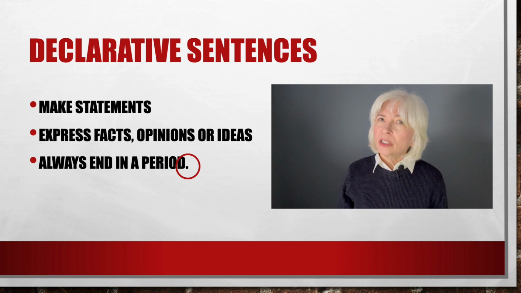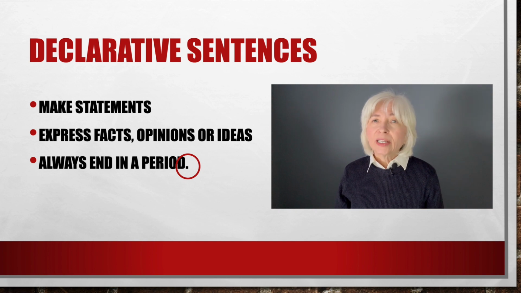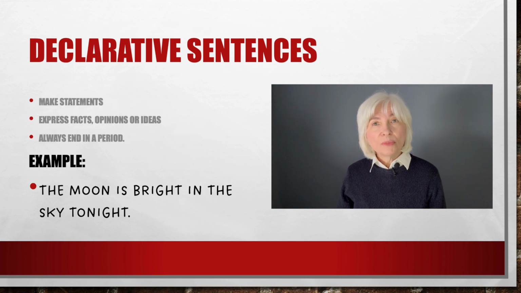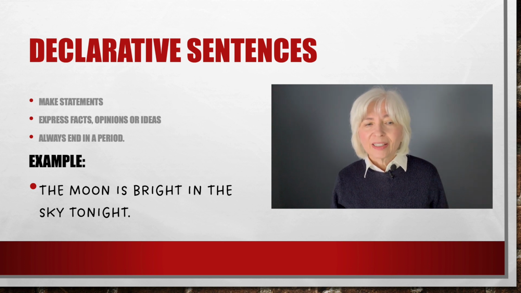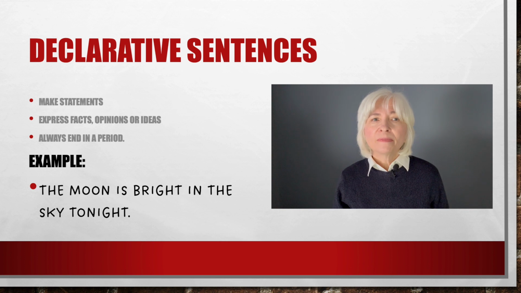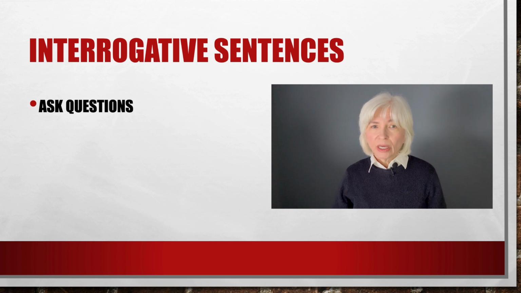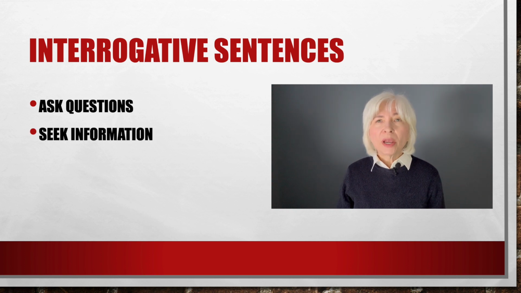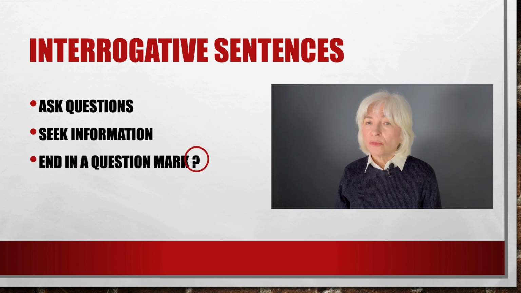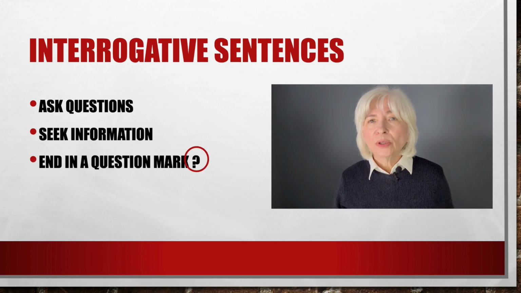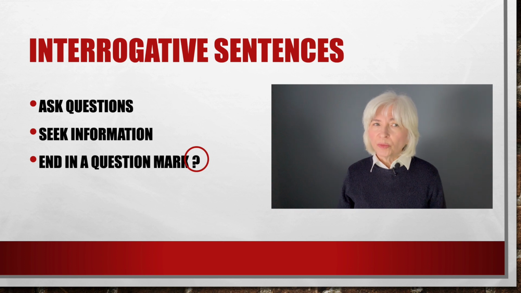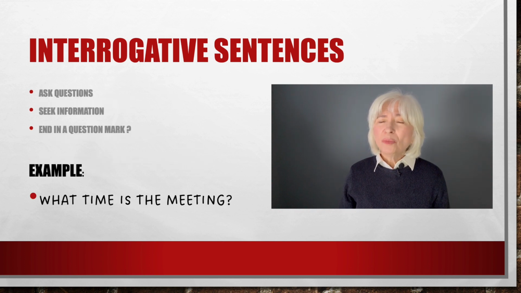It's the most common type of sentence. My example is, the moon is bright in the sky tonight. The second type of sentence we'll look at today is the interrogative. This is the type of sentence in which we ask questions. It's how we ask for information, and it's usually ending in a question mark. An example of an interrogative sentence would be, what time is the meeting?